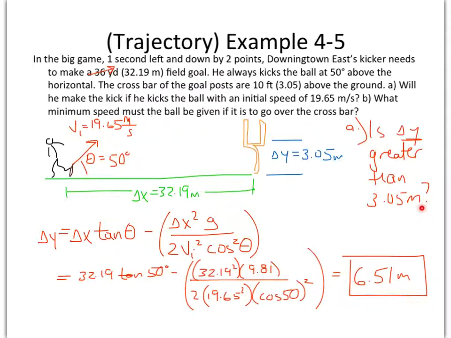Excellent. More than anything, that was kind of a calculator problem because there's a lot of things going on down here. You really want to make sure you have your parentheses in the right area and you do your order of operations correctly. Now, part B of this says, if he wants to just barely make it to the crossbar, what must the minimum speed be?